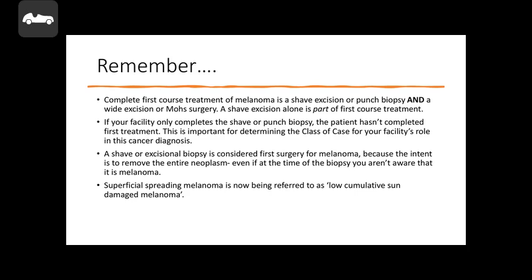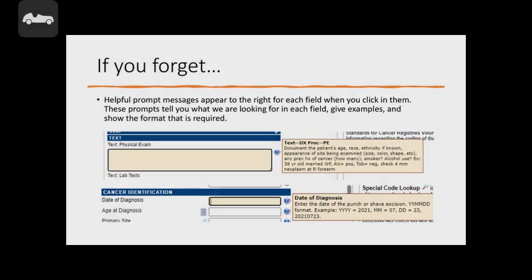Superficial spreading melanoma is now being referred to as low cumulative sun-damaged melanoma, and you may start seeing this on your path reports. If you forget, helpful prompt messages appear to the right for each field when you click in them. These prompts tell you what we are looking for in each field, give examples, and show the format that's required.